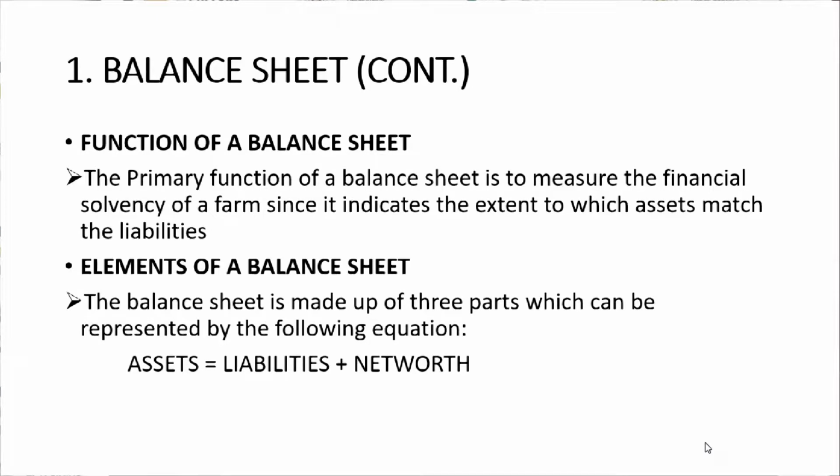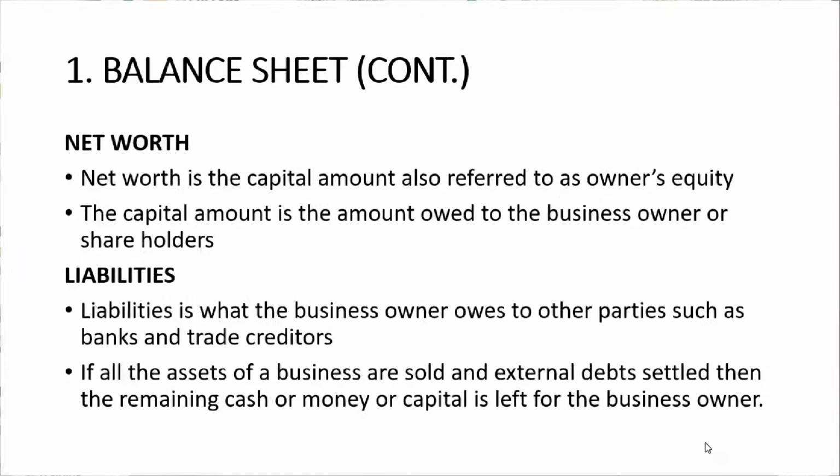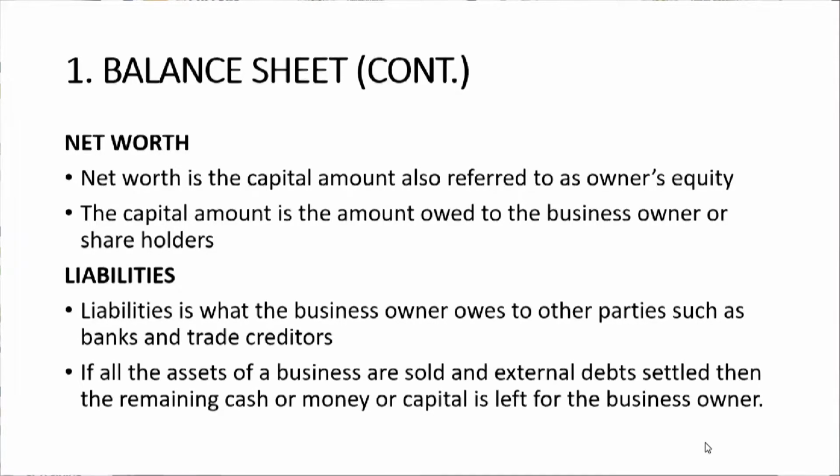Elements of a balance sheet in agribusiness. The balance sheet is made up of 3 parts, which can be represented by the following equation. Assets is equal to liabilities plus net worth. To define net worth. Net worth is the capital amount, also referred to as owner's equity. The capital amount is the amount owed to the business owner or shareholders.